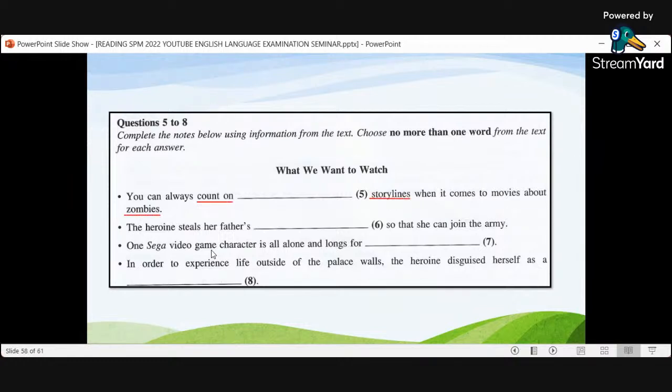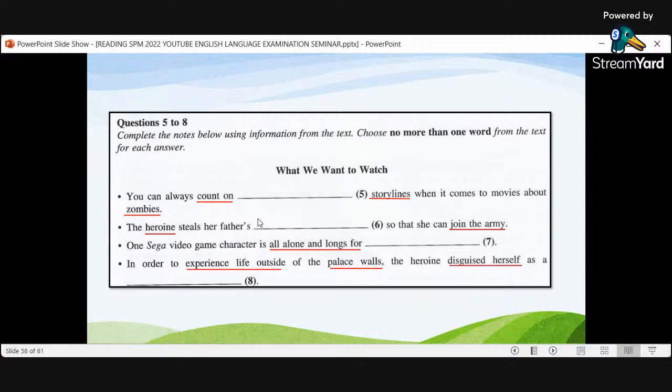They want you to fill in instruction, no more than one word. Please don't write more than one word, because the moment you write more than one word, nobody reads your answer, we just give you 0, right? Just write one word. You can always count on storylines when it comes to movies about zombies. You can always count on what storylines. The heroine steals her father what so that she can join the army. You know what story joins the army.